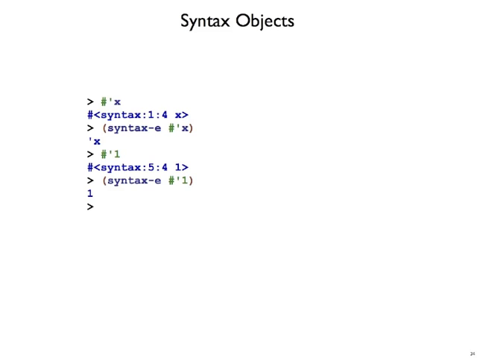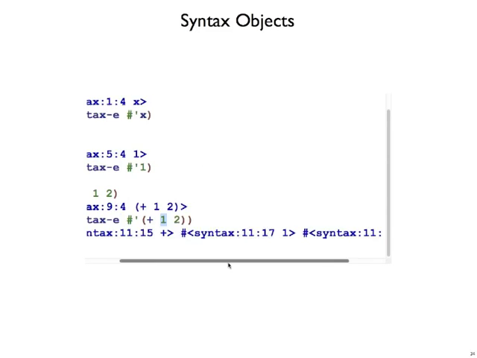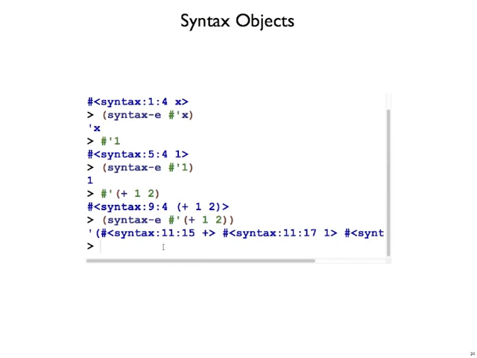If I have a +1, 2, and I do syntax-e on that, so +1, 2 is a syntax object, then what you get back in the case of a list syntax object is a list of syntax objects. So I got 3 syntax objects back, 1 for the plus, 1 for the 1, and another one that's kind of scrolled off here for the 2. So that's how I can take a syntax object apart. You can also put a syntax object back together.